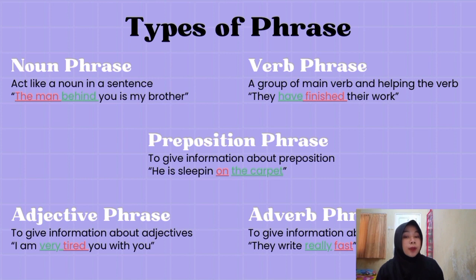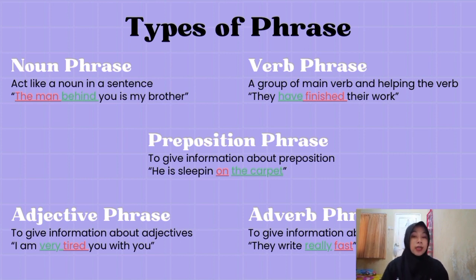The third is prepositional phrase. The fourth is adjective phrase. And the last is adverb phrase. A noun phrase acts like a noun in a sentence, and a verb phrase is a group of a main verb and helping verbs. A prepositional phrase gives information about a preposition, an adjective phrase gives information about an adjective, and the last is the adverb phrase, which gives information about an adverb.